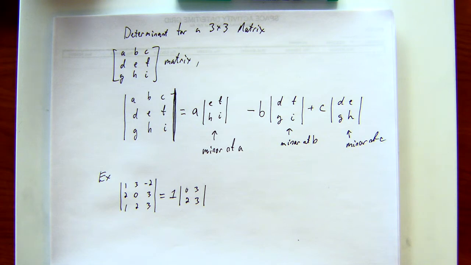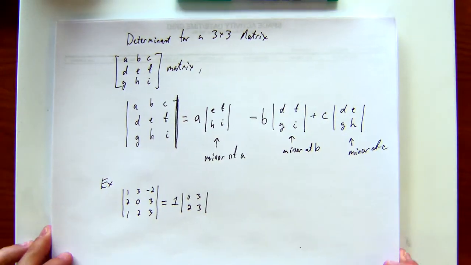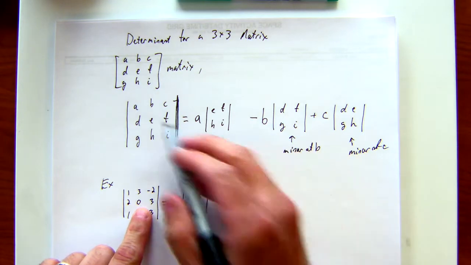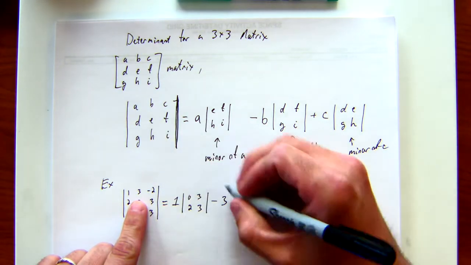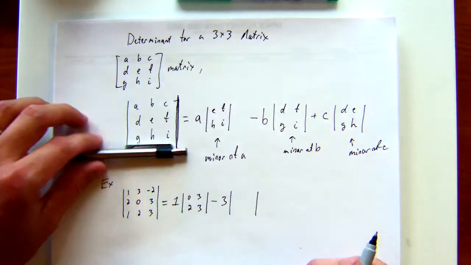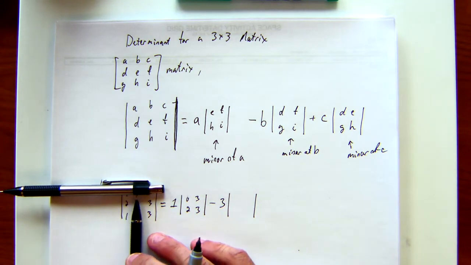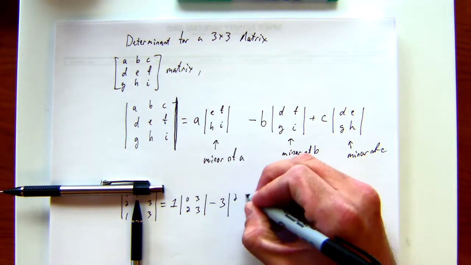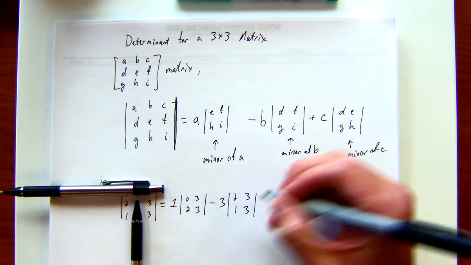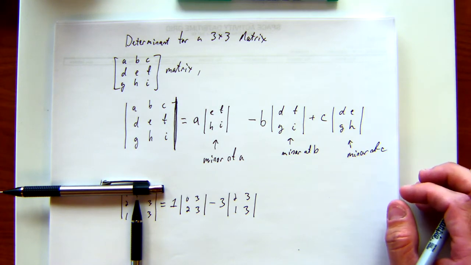What's the next thing I write? From our definition, our rule, or our formula, what's next? Minus 3, because I'm minusing this middle term here. So minus 3 times, yeah, so if I cover up the top row and this middle one, what's left? 2, 3, 1, 3. Everybody okay with that? Anybody have any questions about how to calculate these minors or how to see them?